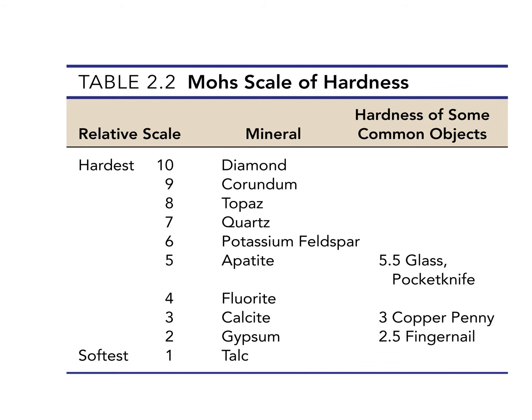Now on the soft end, we have talc. Talc is the softest mineral. And then on the hard end, we have, of course, diamond. Diamond is the hardest material.